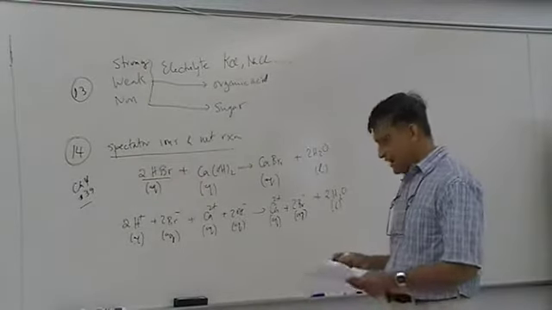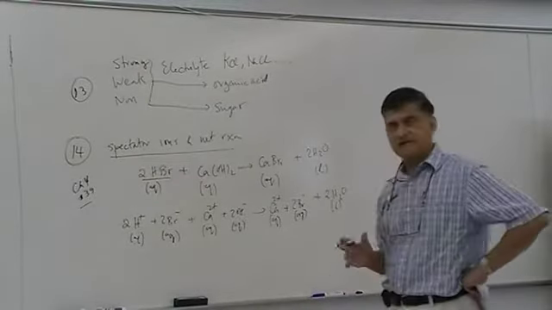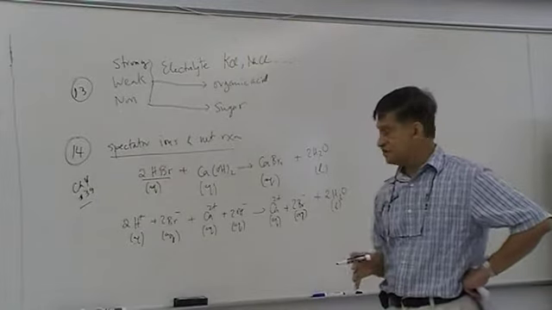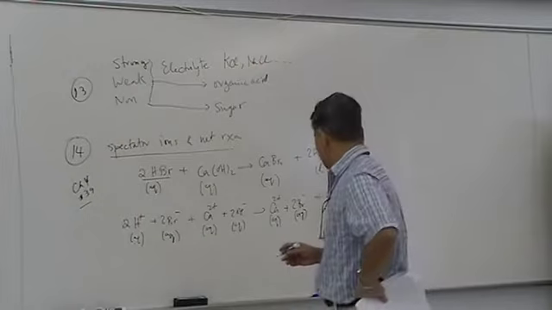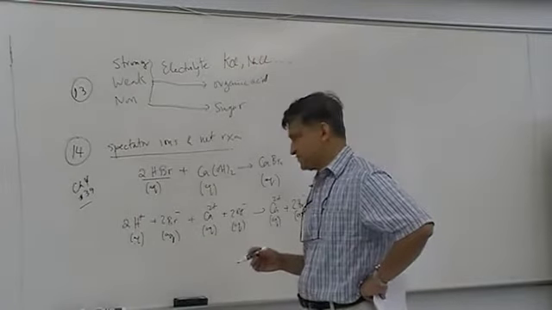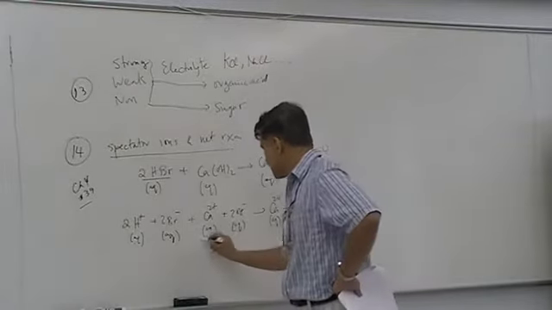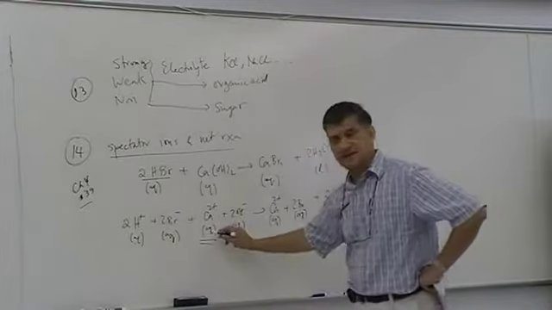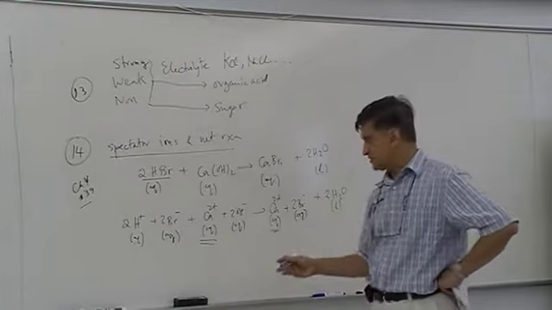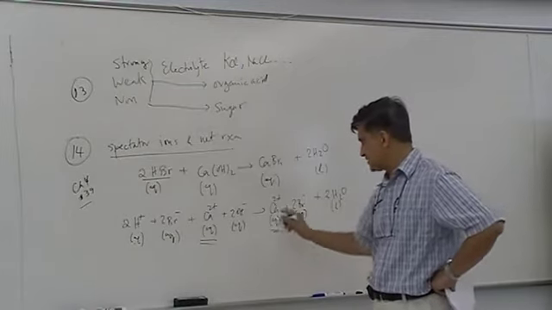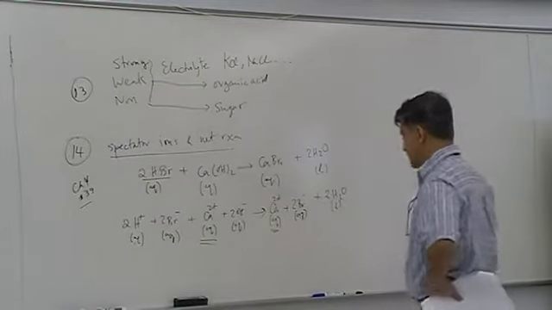Okay, now how do I get the spectator ions? The spectator ions are those ions which do not take part in a chemical reaction. In other words, they remain intact. Nothing happens to them. On the reactant side I had calcium. On the product side I also have calcium. Nothing had happened to calcium. It didn't take part in this reaction.